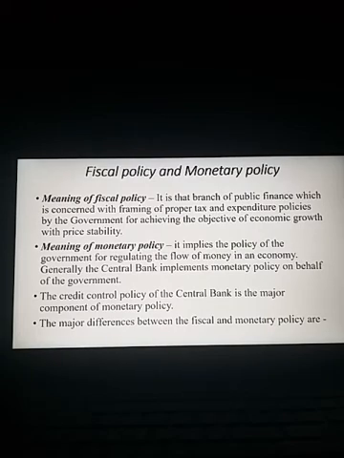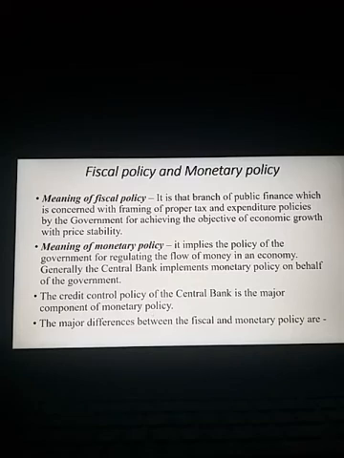In India, the central bank is RBI. The RBI shapes the monetary policy of the country as per the directions given by the government of India, that is, the finance department. Generally, the central bank of the country implements monetary policy on behalf of the government. That is, the credit control policy of the central bank is a major component of monetary policy.